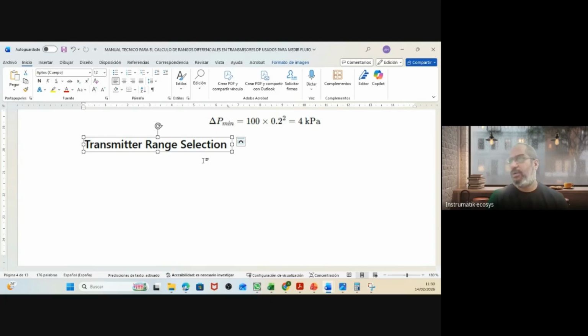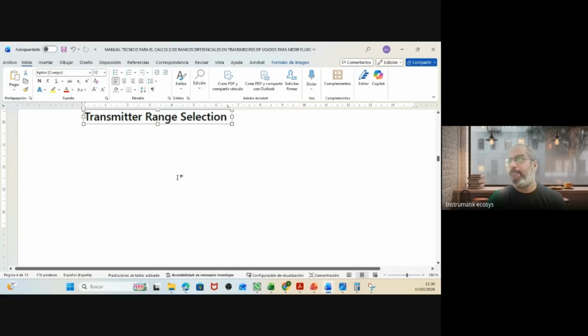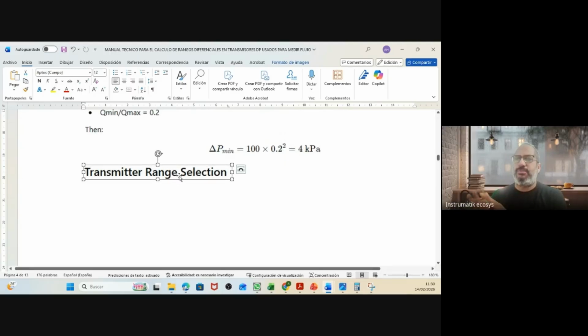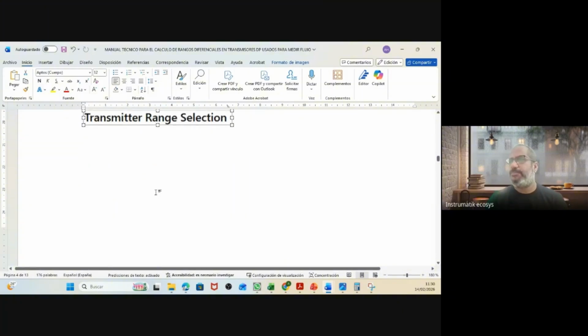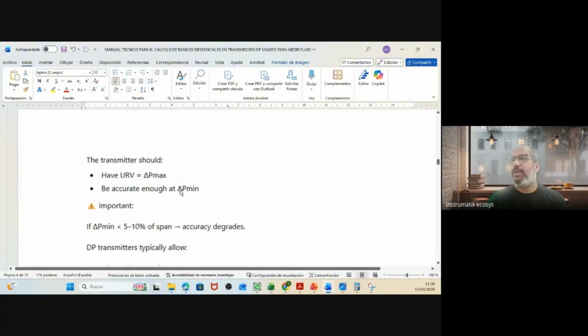So then you have to select. Once you have these two, the delta P maximum and minimum, then you can choose the right or the correct transmitter. Then you go to the selection of the transmitter. First, you need to have the values of the delta P, and then you select the transmitter according to this value.